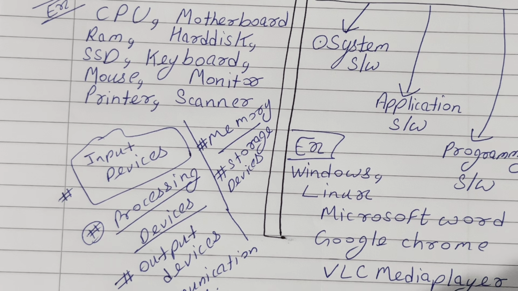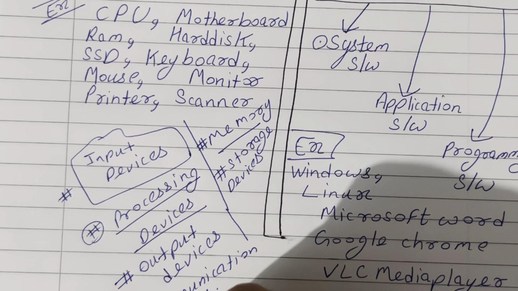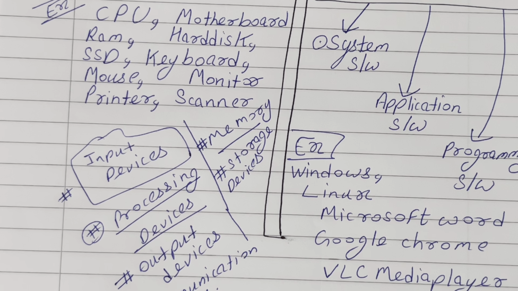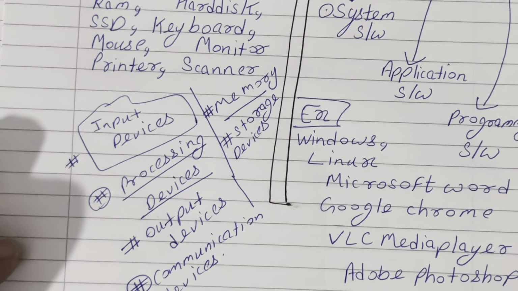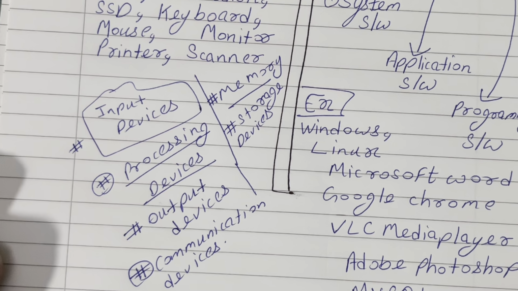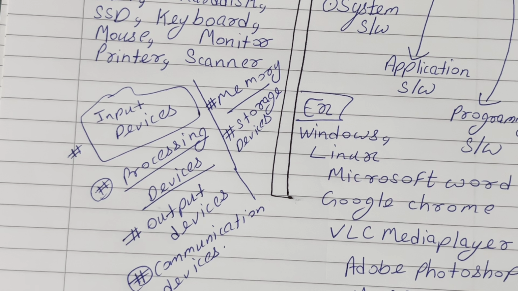And if you talk about examples of communication devices, they are network interface card, which enables a computer to connect to a network, modem, which helps in establishing communication with an internet service, router, which connects devices and directs the data between networks, Wi-Fi adapter, Bluetooth adapter, etc.